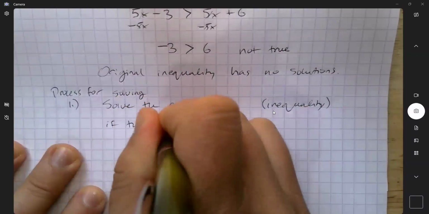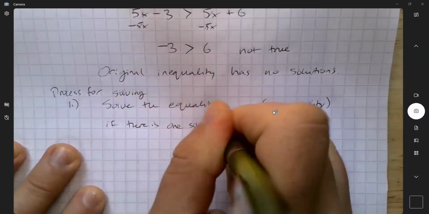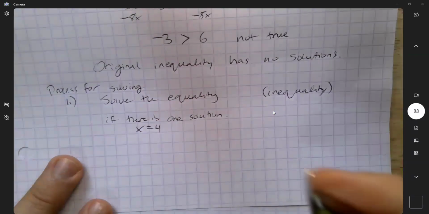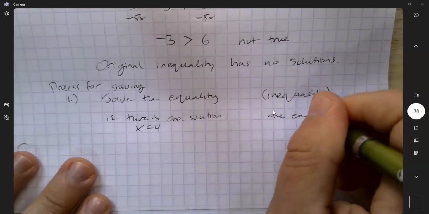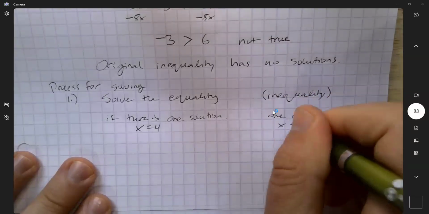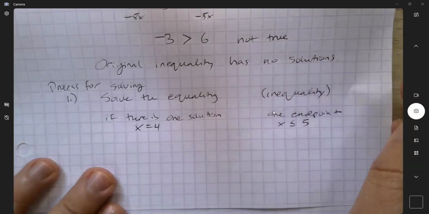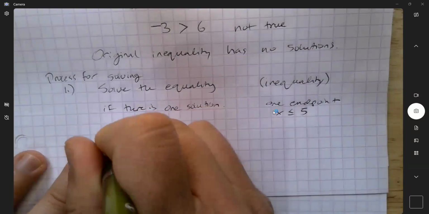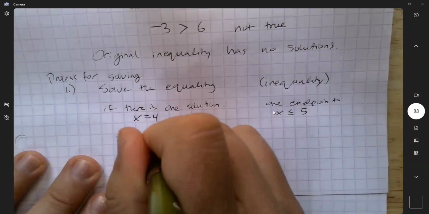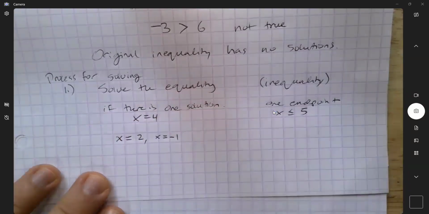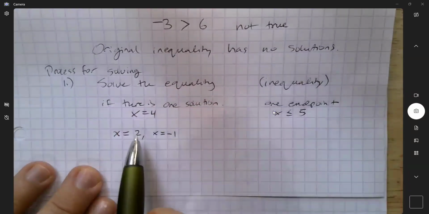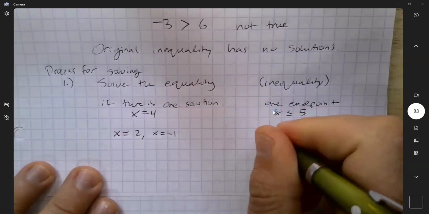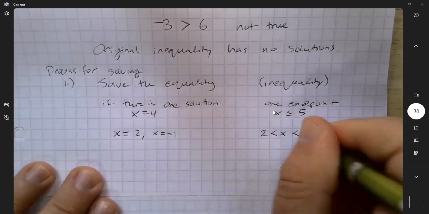If there is one solution, cool, right? x equals 4, or one endpoint, x less than or equal to 5. That makes sense. There are times when you have more than one solution. You could have x equals 2 or also x equals -1. But in our world, that's not surprising. It's still a finite, discrete set of solutions. And here you might have what's called a compound inequality, which is like 2 is less than x is less than 8.